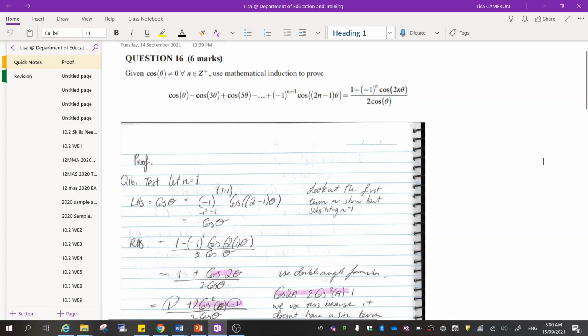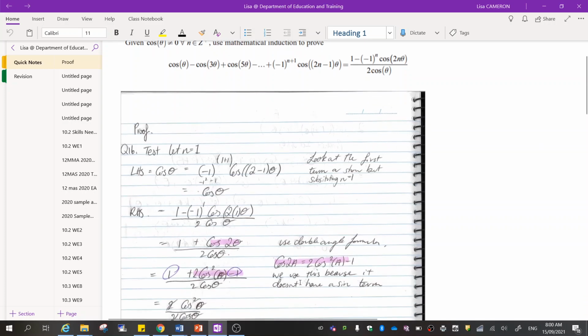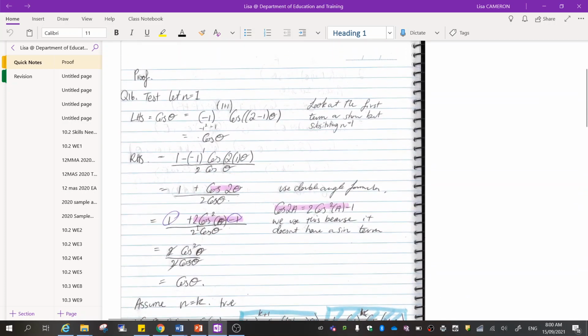Now the right-hand side, I'm just substituting when n equals 1 up there. So down here, when we're converting our right-hand side, the problem that we've got at the moment is I've got 2 of theta inside the bracket. So in order to get one of the thetas, I'm going to use the double angle formula from the formula booklet. And I've chosen this one out of the 3 because the other ones have sine terms in it.